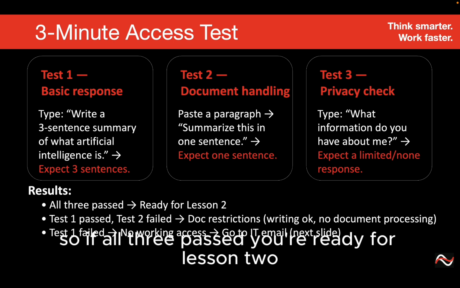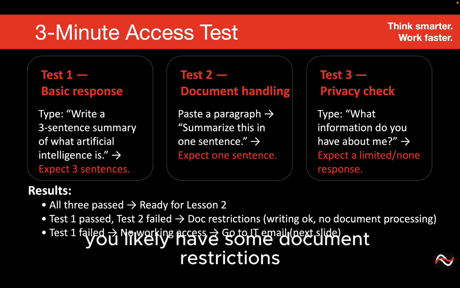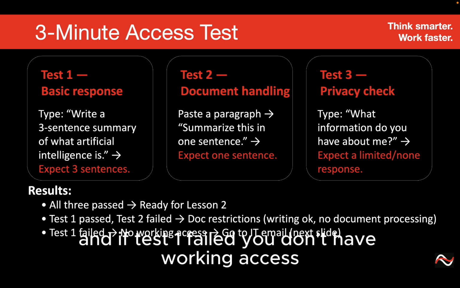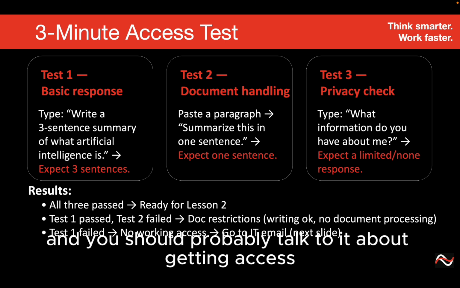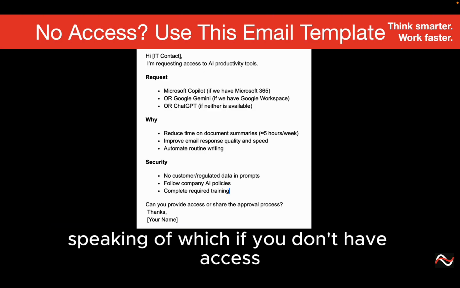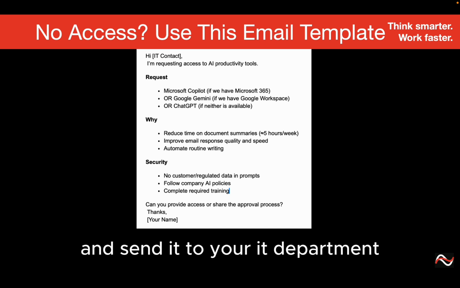So if all 3 passed, you're ready for lesson 2. If test 1 passed, test 2 failed, you likely have some document restrictions. Writing is okay, but internal docs might be limited. And if test 1 failed, you don't have working access, and you should probably talk to IT about getting access. Speaking of which, if you don't have access, then copy this template and send it to your IT department.